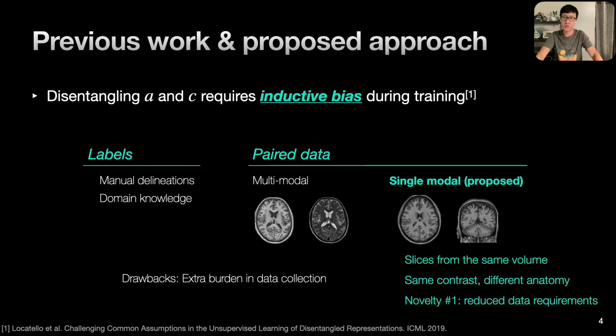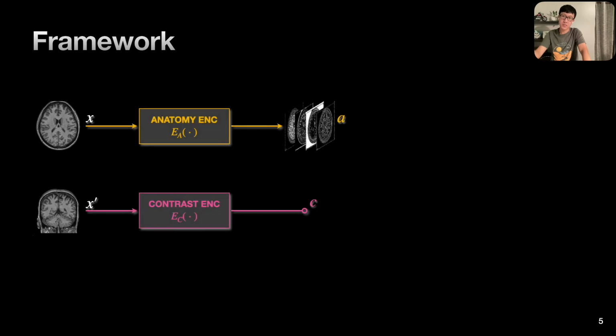Our method introduces inductive bias from a very special type of paired data: two slices of the same 3D volume. These images are assumed to have the same contrast but different anatomy. And this is the first contribution of the proposed method, because we have reduced data requirements compared with existing disentangling methods. So given these images, how can we achieve disentanglement?